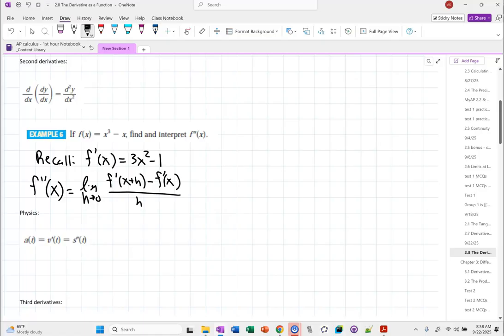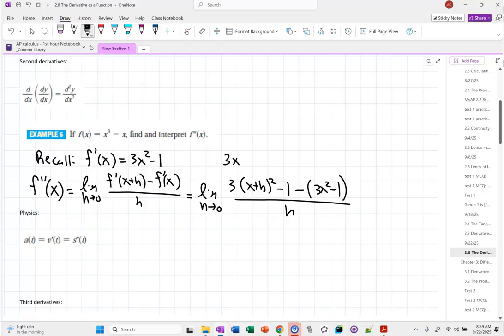Is that right? Notice now the primes are supposed to be there because we're actually taking the derivative of a derivative. Everybody's good? Just doing things the same way. Nothing has really changed. Okay.